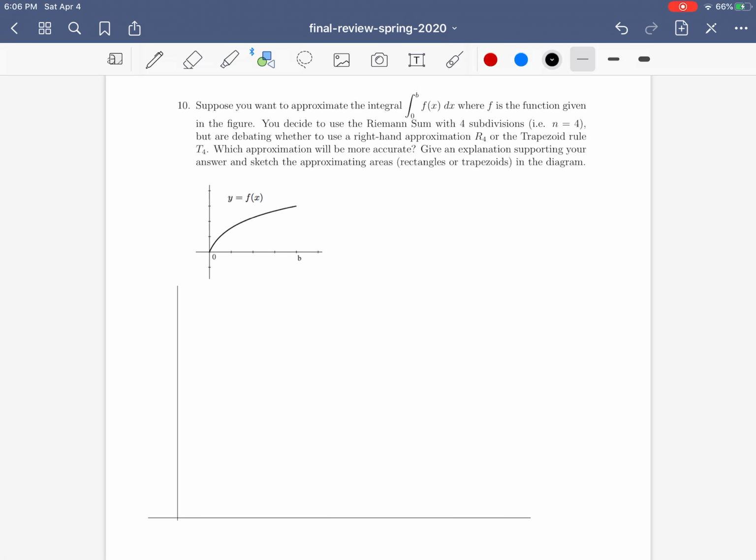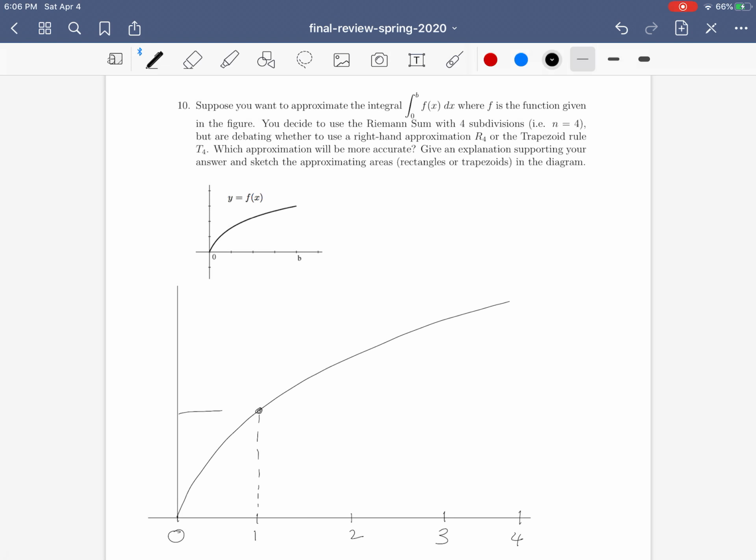So this question says, you take the function y equals f of x here, which I'm going to redraw. And you've decided that you want to approximate this using a series approximation based on 4 intervals. And let's just assume that these are the points 0, 1, 2, 3, and 4. And you're asked to say whether you should use the right-hand approximation R4 or the trapezoidal rule T4. Which one would you consider using?